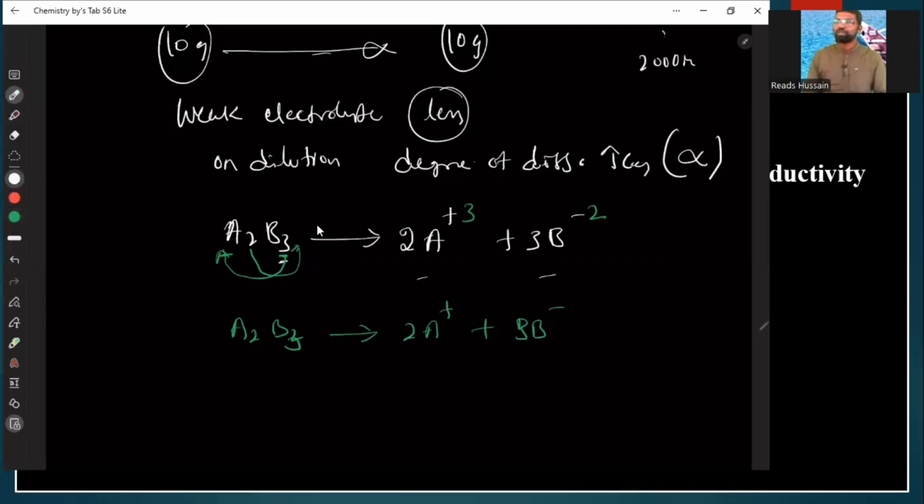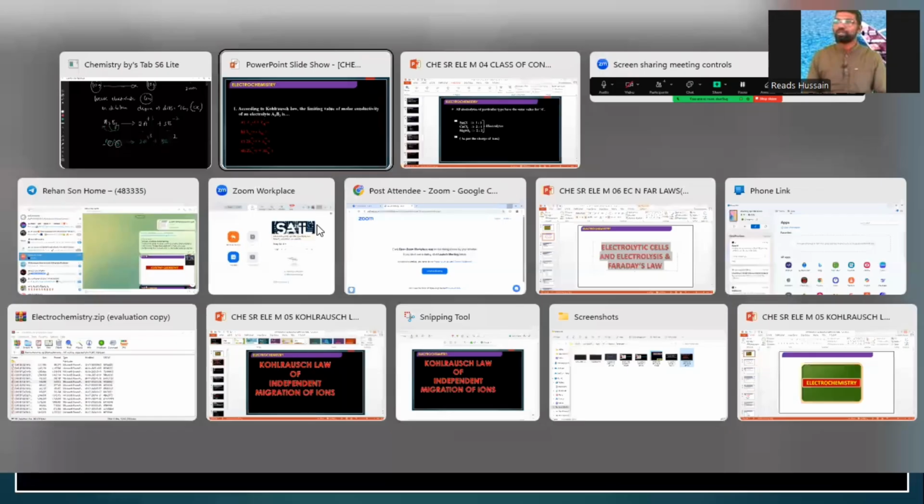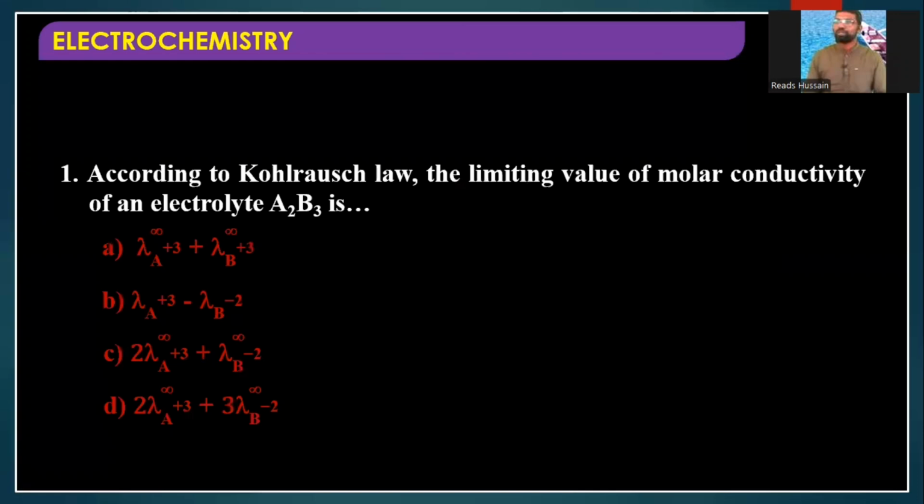Now, what is the valency? Valency of A is 3. Valency of B is 2. So, plus 3, minus 2. If you are new to this, no problem, no need to worry. If you can understand this, now you can answer this question very easily. If you don't understand that, you cannot answer this. These are the questions asked in previous competitive exams. Come on, which may be the correct option according to what I just explained about dissociation? Which one is correct?